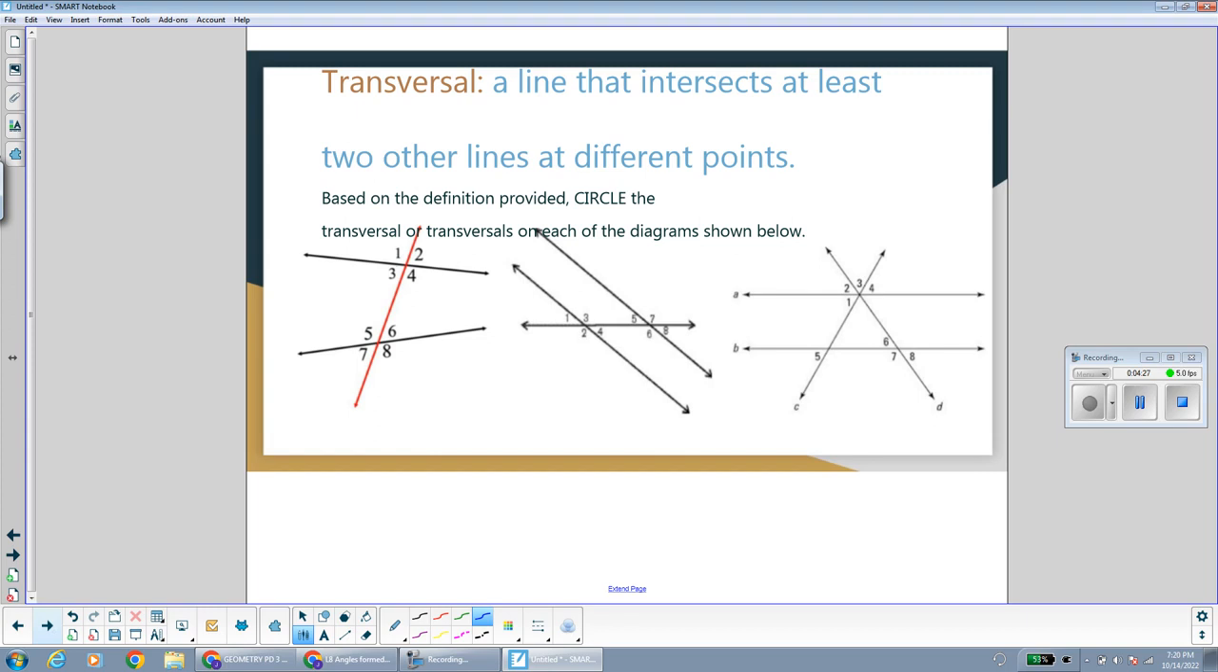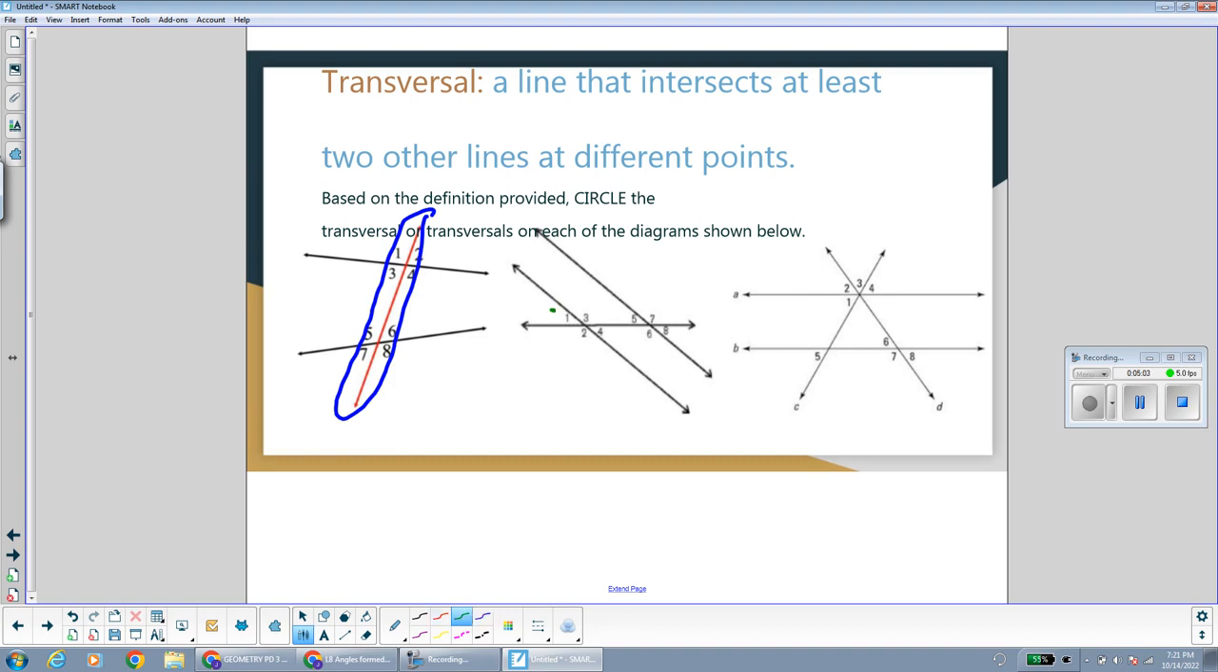Here we have a new definition, transversal. A transversal is just a line that intersects two other lines. So if we take a look at this first question over here, and we want to identify what the transversal is, we see that the transversal is the line that's in red. That is the line that is intersecting the two other lines. Notice that the lines that it's intersecting are not parallel. They don't have to be. The definition of transversal is just a line that intersects two other lines.